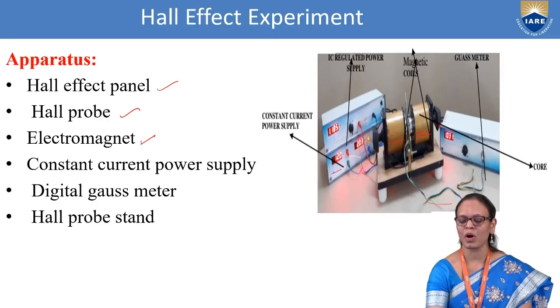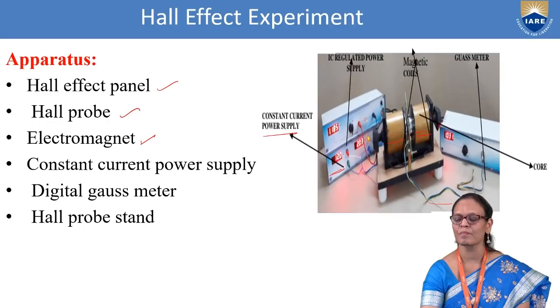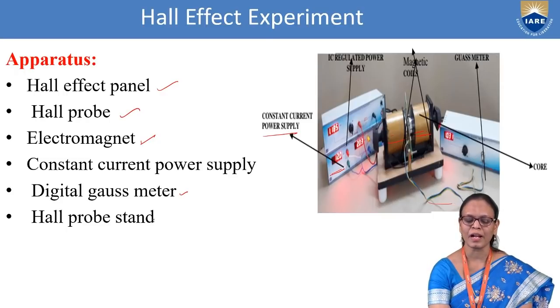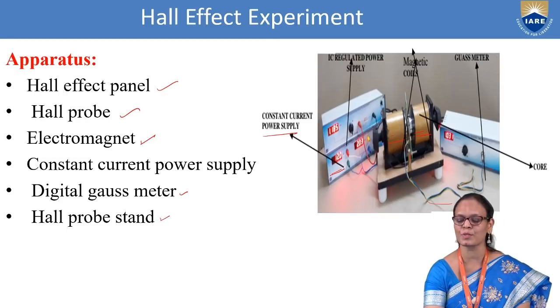This is the constant power supply you can see, which we give to the electromagnets, and a digital Gauss meter. This is the digital Gauss meter, which is used to measure the magnetic field. The Gauss meter we are using to measure the magnetic field, and a Hall probe stand to hold the specimen or the Hall effect panel.